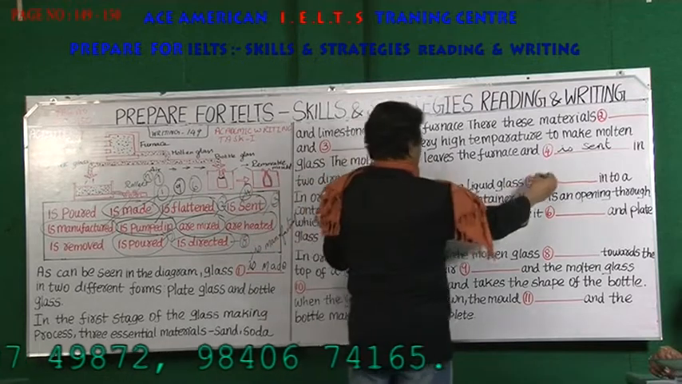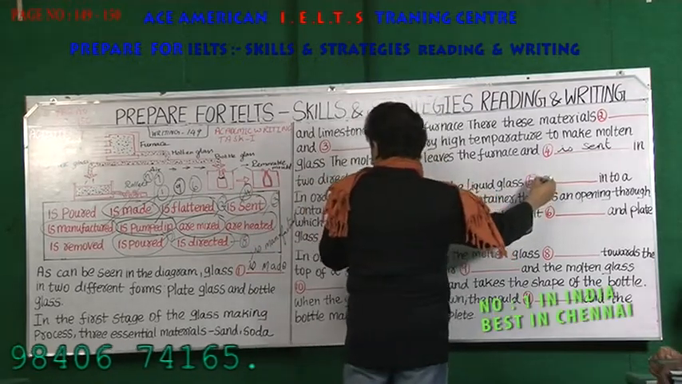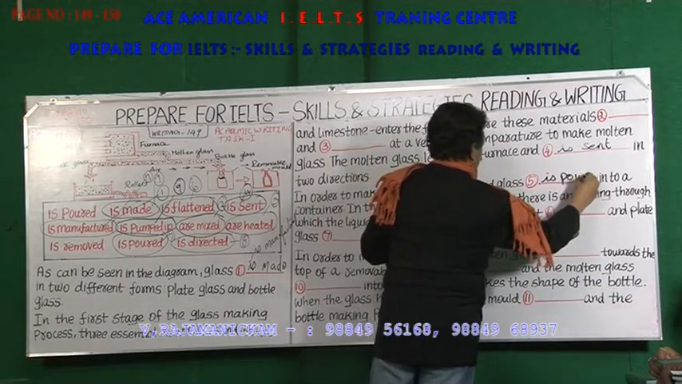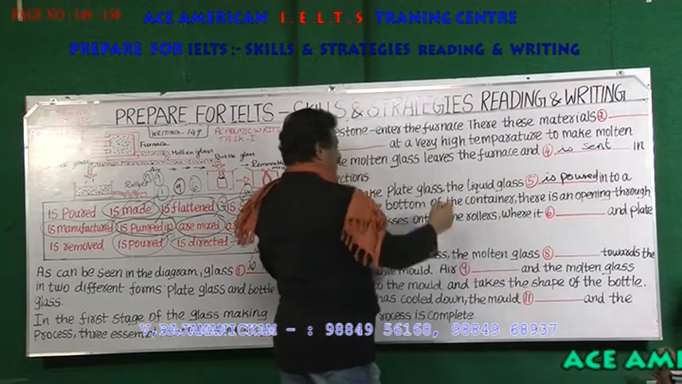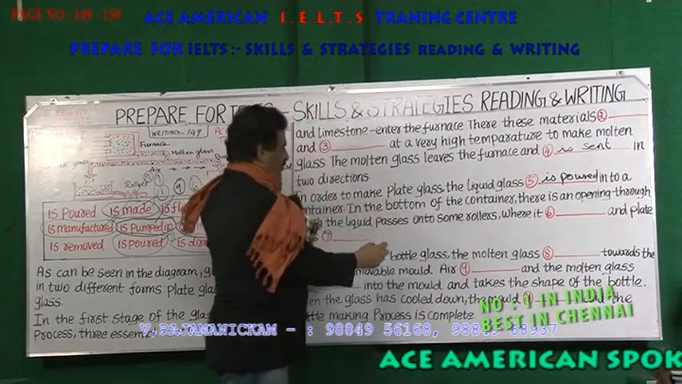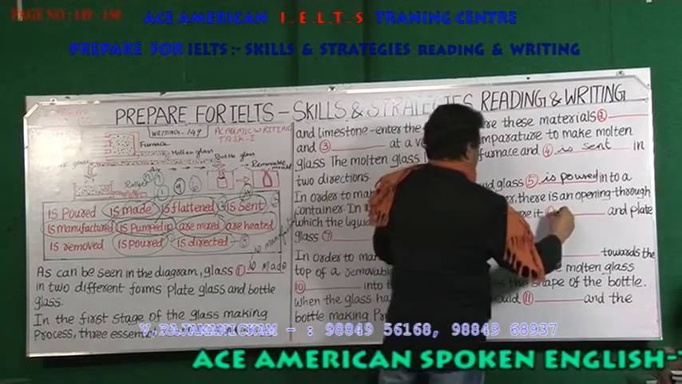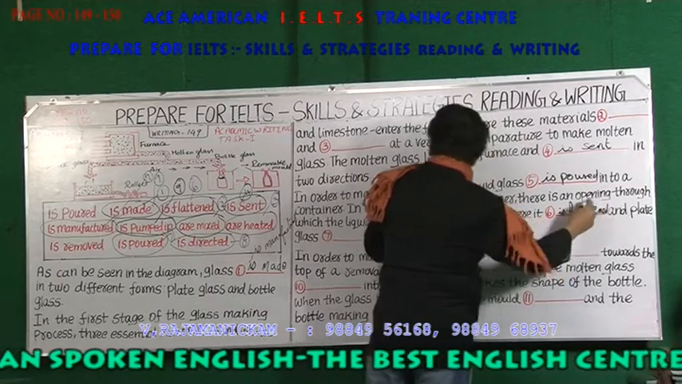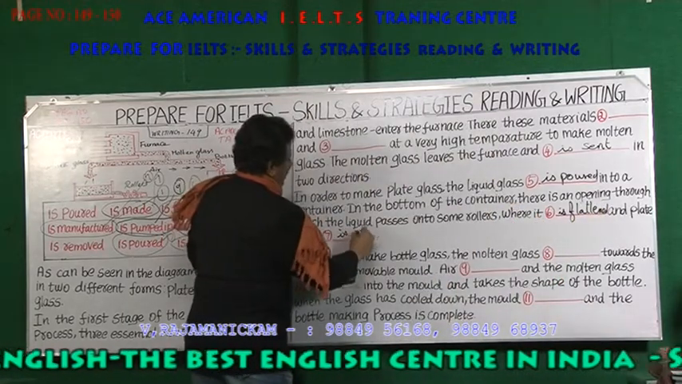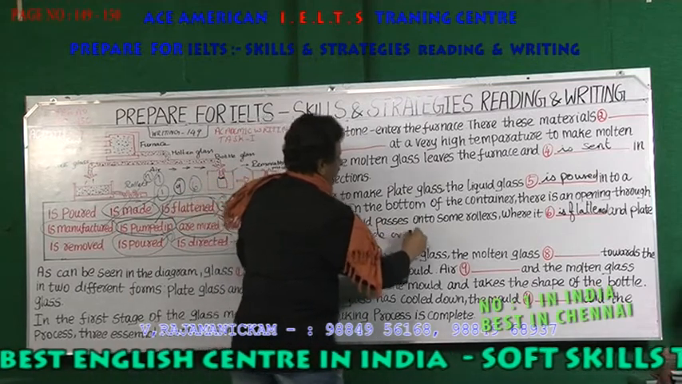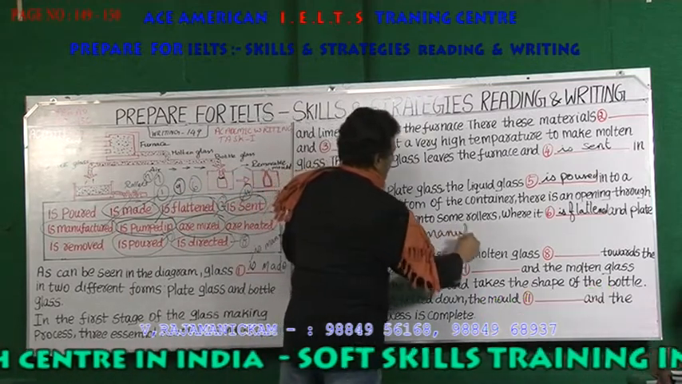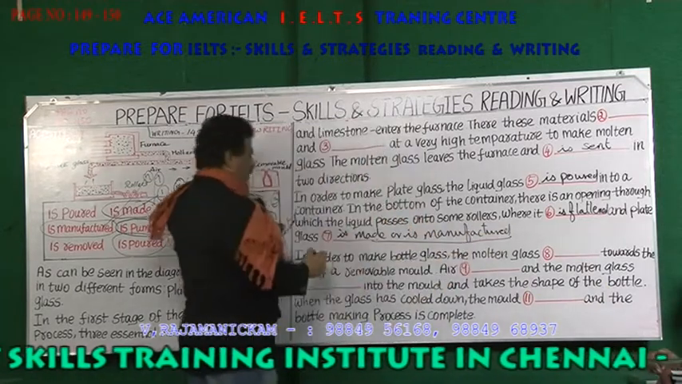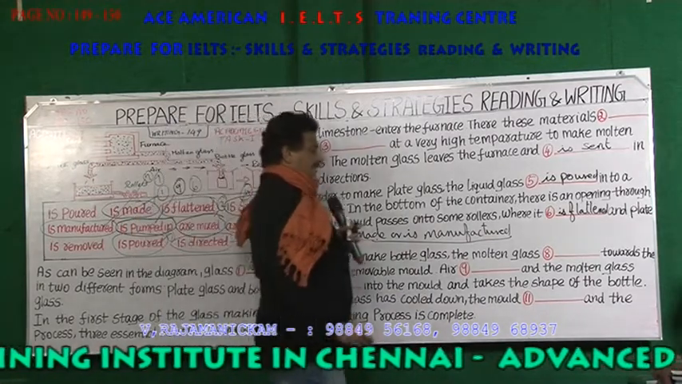So what is the 5th answer? Liquid glass is poured into a container. Okay. In the bottom of the container there is an opening through which the liquid passes onto some rollers where it is flattened. Okay. And the glass is made or is manufactured. Either one you can use, nothing wrong.